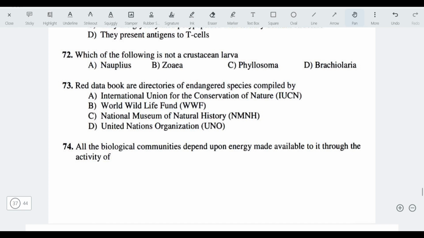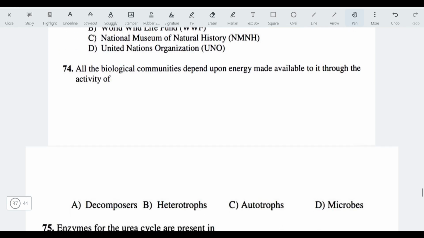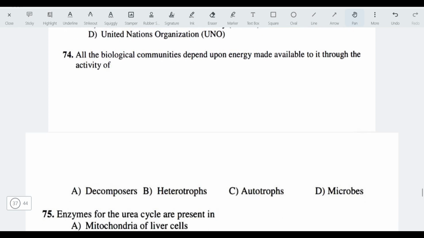Next, which of the following is not a crustacean larva? The correct answer is Brachiolaria. It is an echinodermal larva, not crustacean. Next, red data book are directories of endangered species compiled by. The correct answer is IUCN, International Union for Conservation of Nature. Next question, all the biological communities depend upon the energy made available to it through the activity of autotrophs.